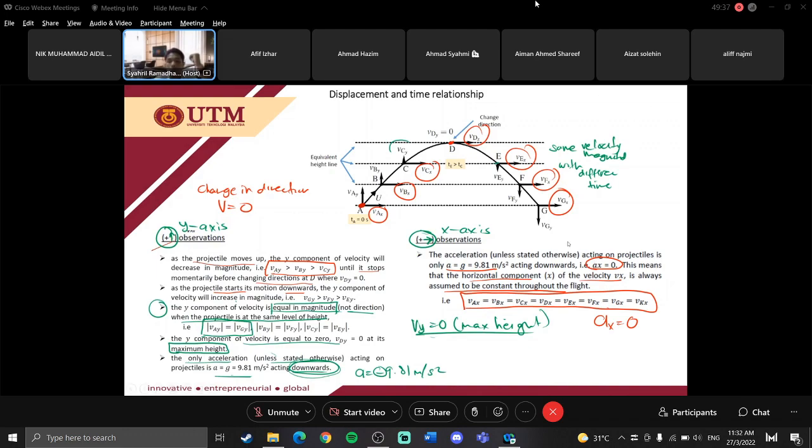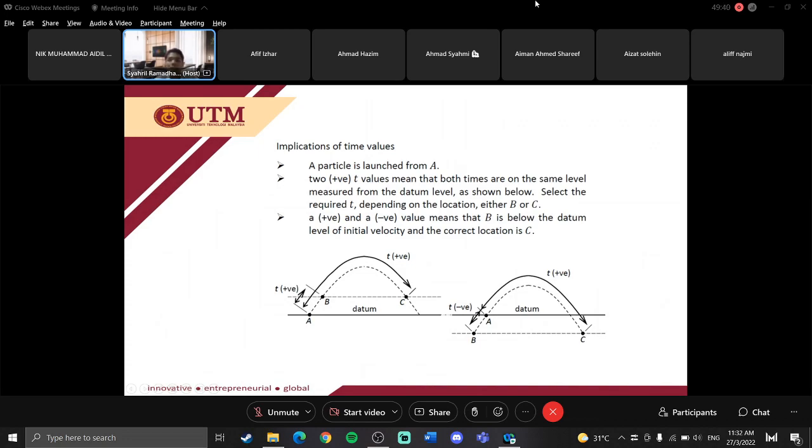All right, so then we go on. This is why I mentioned that at the same level, you have the same magnitude of velocity but different time. So this is the implication of time values. You have the first diagram and also the second diagram. So we go to the first diagram first. A particle is launched from A. This is the start point, so like I mentioned, this is your reference point for Sy analysis. So A will be your initial point.